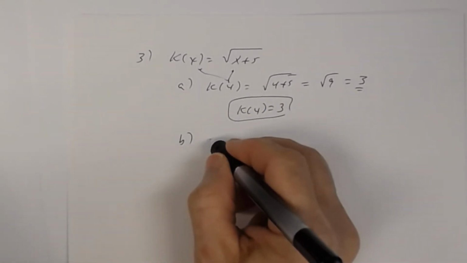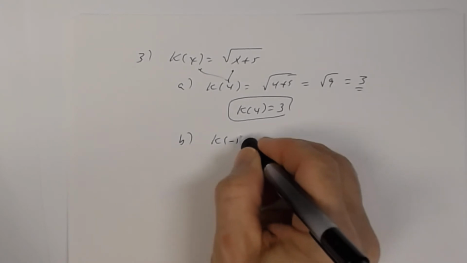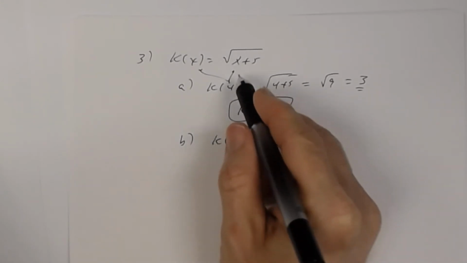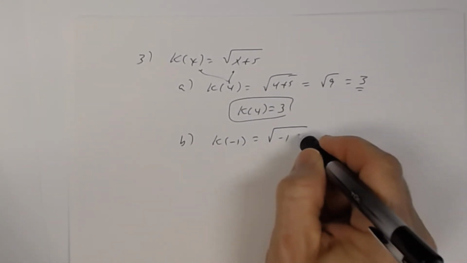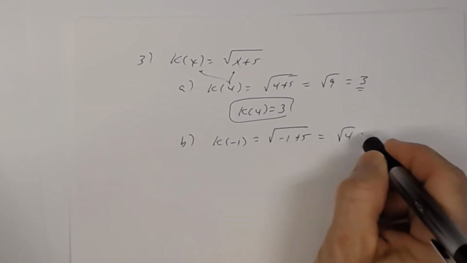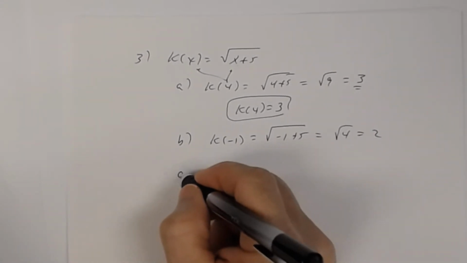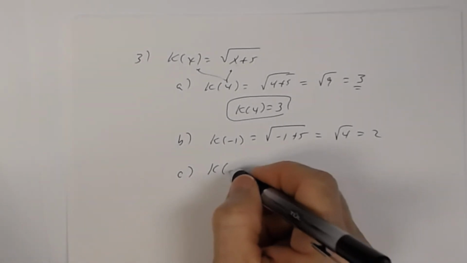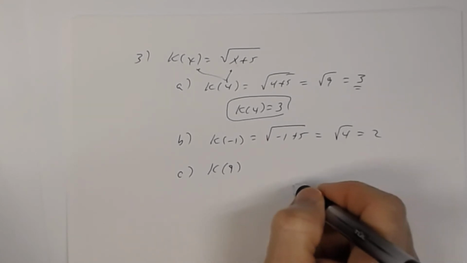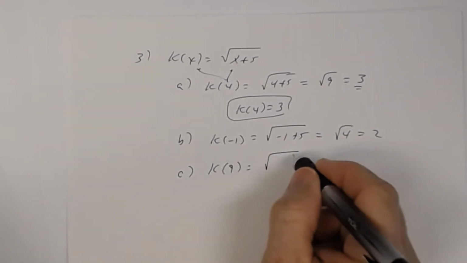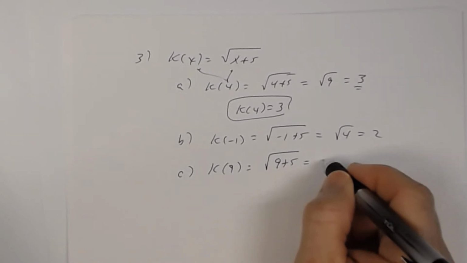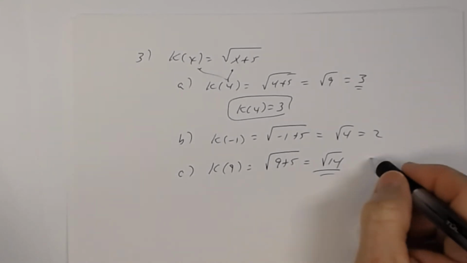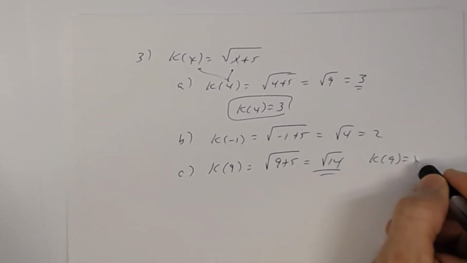Part B, you want to find k of negative 1. So k of negative 1, you're going to say, well, that's going to be the square root of, where we see the variable x, substitute negative 1. So negative 1 plus 5, square root of 4, which equals 2. Let's say in C, you want to find k of 9. So k of 9 would equal the square root of 9 plus 5, which is the square root of 14, right? And you cannot simplify the square root of 14, so there's the answer. So k of 9 will equal the square root of 14.